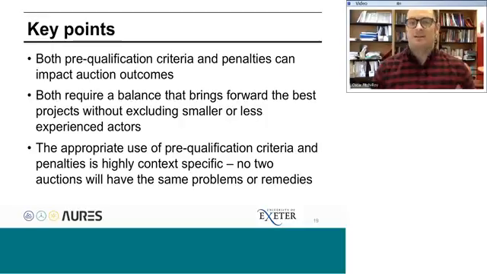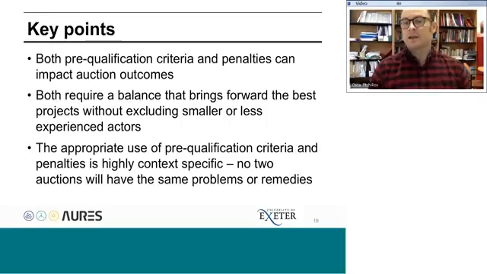Okay, so I think the obvious point I'd like to make is that pre-qualification criteria and penalties both impact auction outcomes. We've seen in all of the case study examples that you can draw some connection between how the pre-qualification criteria and the penalties were designed and how they interacted, and whether the project came forward and whether they were actually completed. And the other common point is that they're both a tough balance to make, a balance that brings forward projects but doesn't exclude the smaller or less experienced actors.